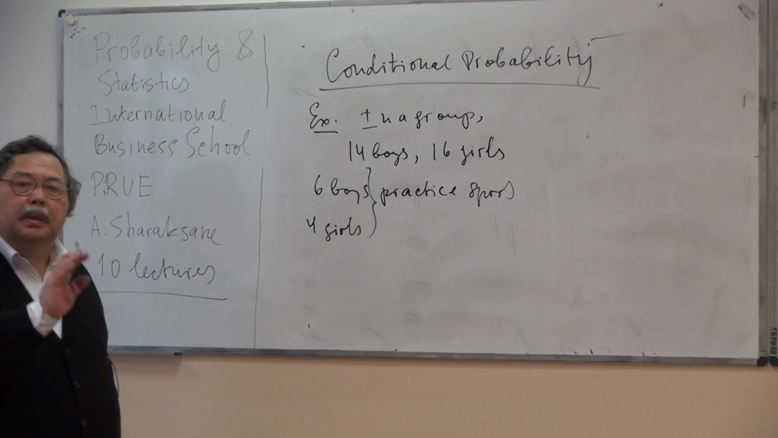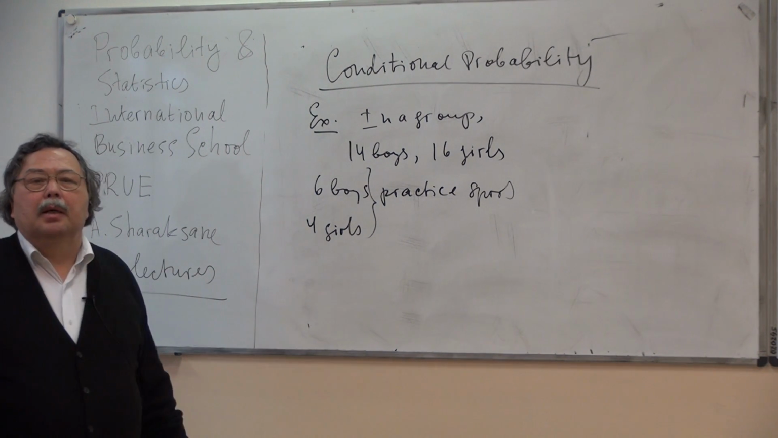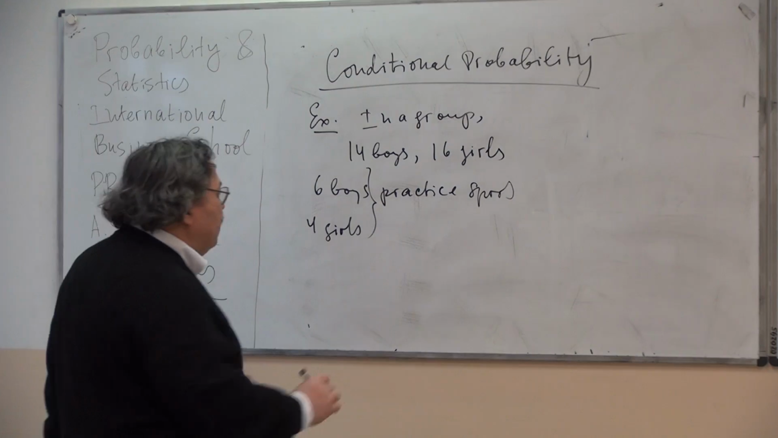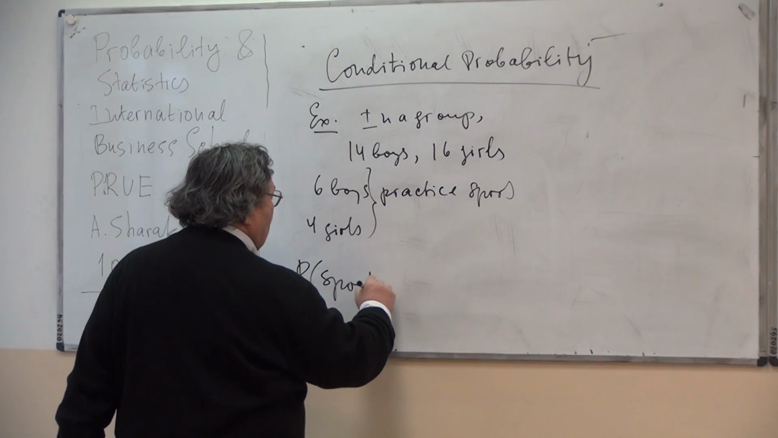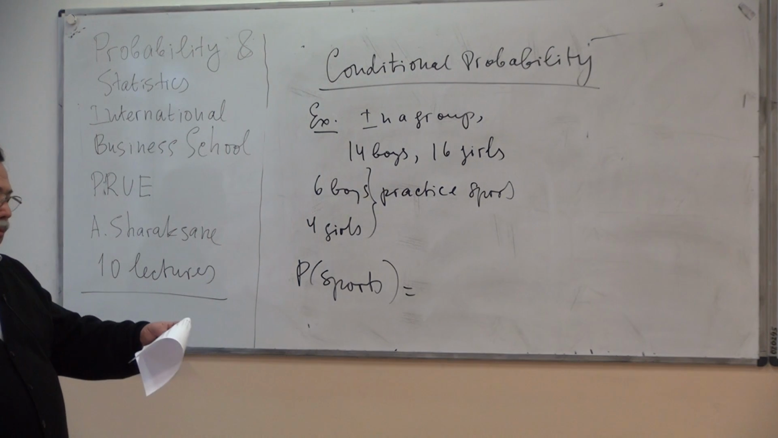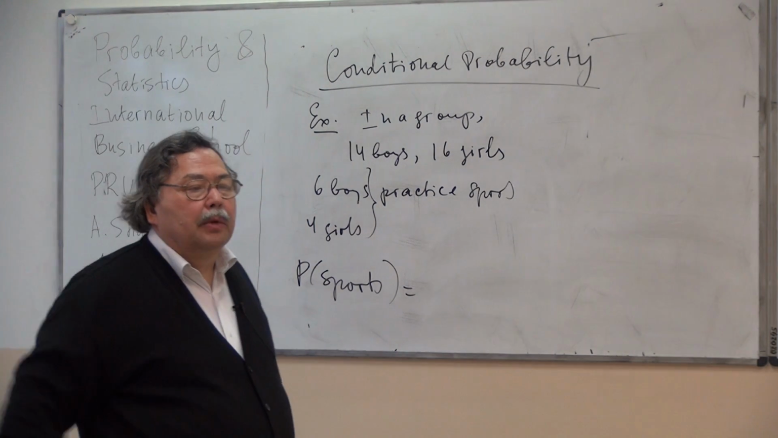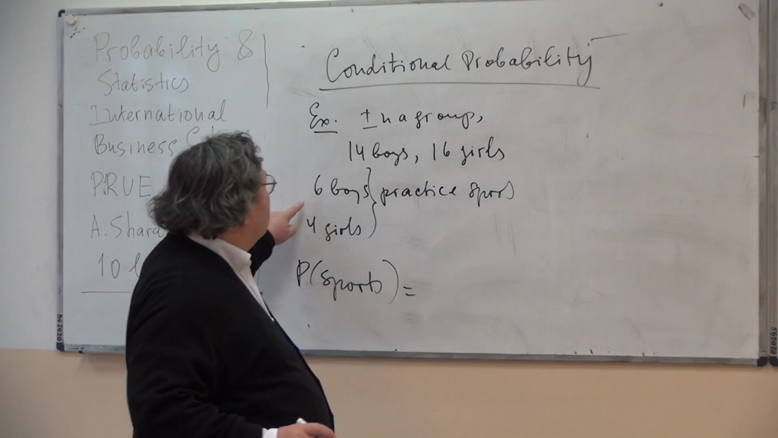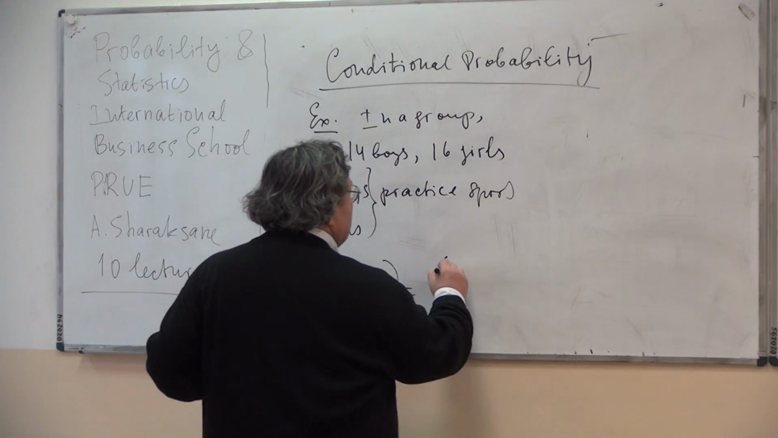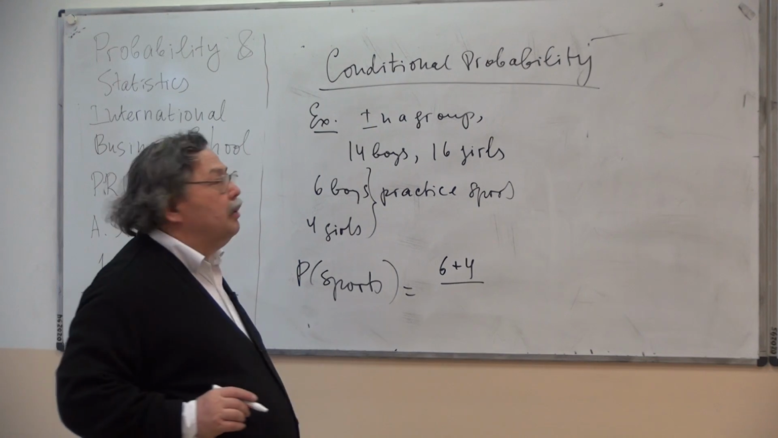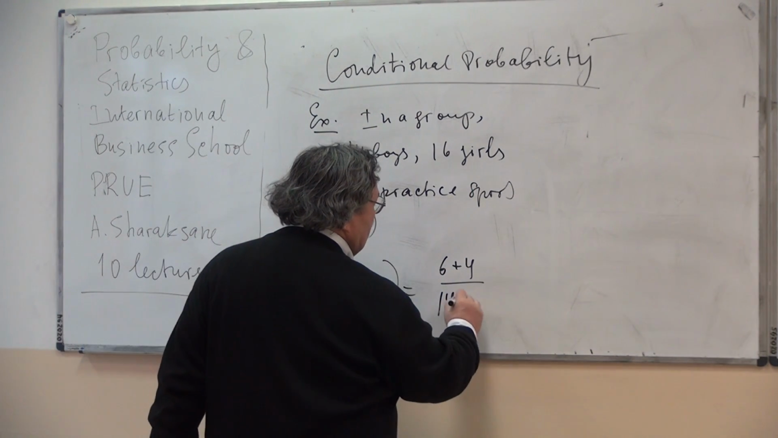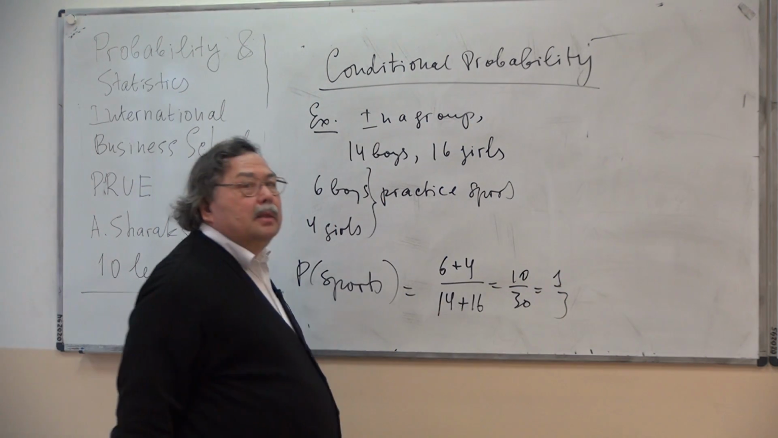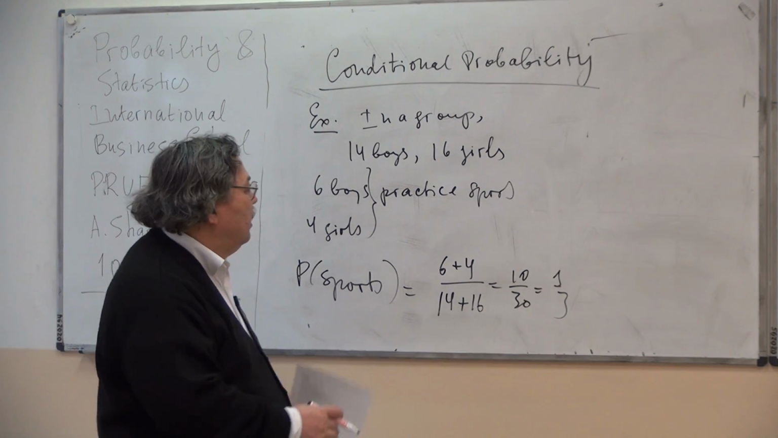Well, first we ask a preliminary question. Suppose a member of this group is chosen at random. What's the probability that he or she practices sports? Okay, well, it can be easily answered if we first compute the number of students that practice some sports, and this is given by adding up these two numbers, so it's 6 plus 4, and we divide by the total number of students in the group, which is 14 plus 16, and this is 10 over 30, or 1/3. But this is not the question that we want to answer here. It's just a warm-up.